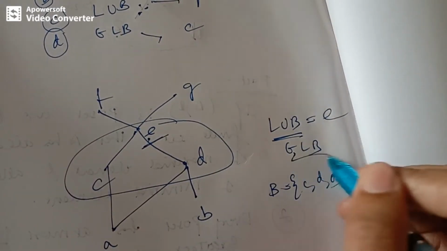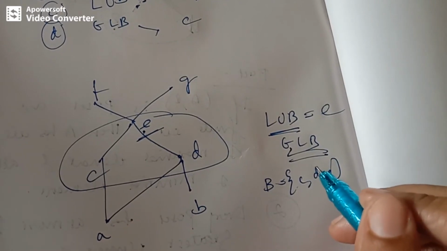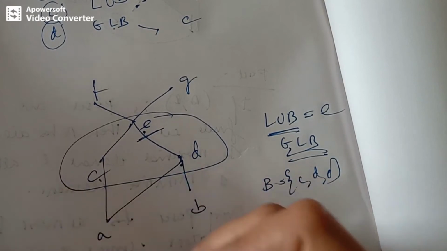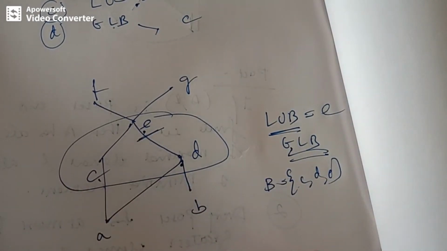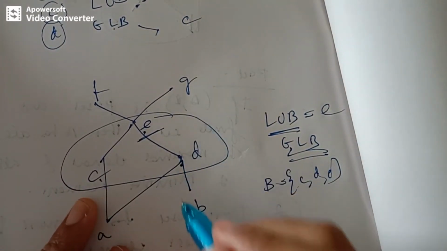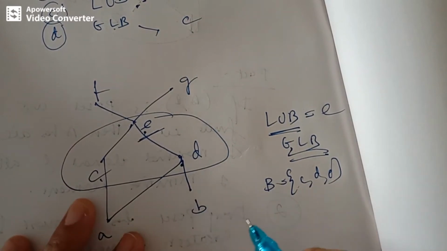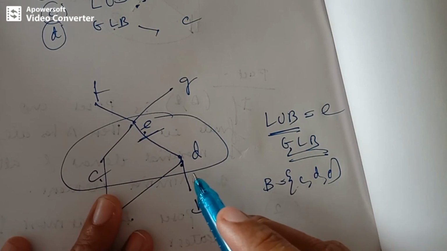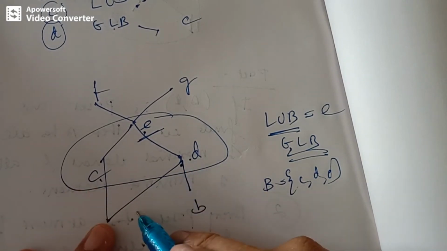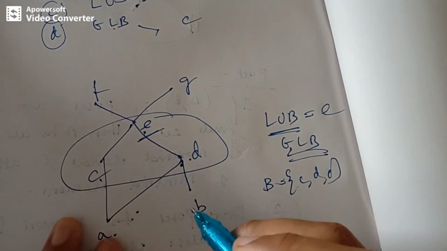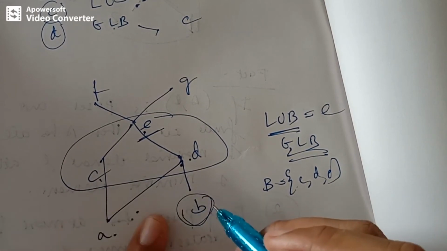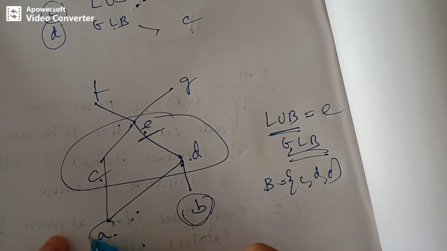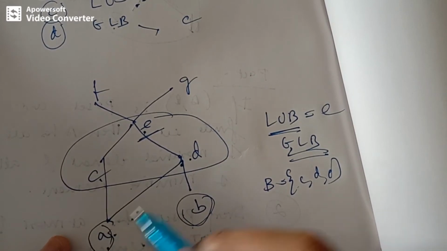So next is to find out the greatest lower bound. How do you find out the greatest lower bound? C and D must be related to all the elements below. But is C and D related to any element? Are both of them related to any element? Yes, they are related to A, but you can observe that it is not related to B, right? So the greatest lower bound is A.